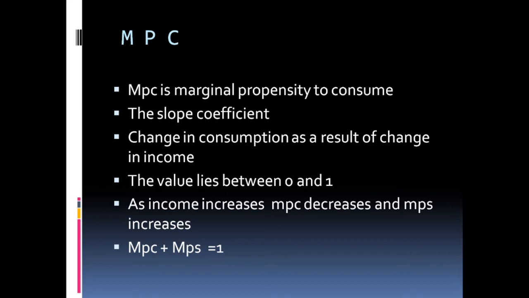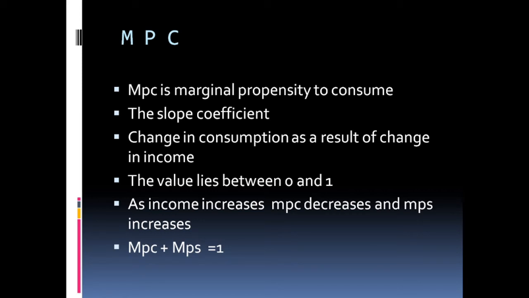Then comes the marginal propensity to consume. That is the important thing. It is the change in consumption as a result of change in income. It is the slope coefficient in the equation. Changes in consumption as a result of change in income is actually MPC. And the value of MPC lies between 0 and 1.